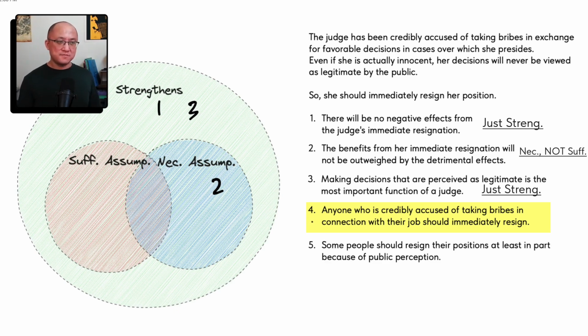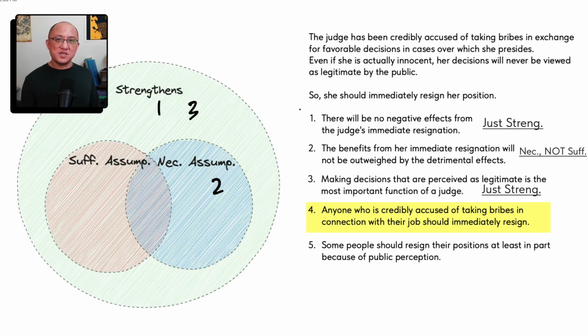Was this argument saying that anyone who's credibly accused of taking bribes in connection with their job should immediately resign? And the answer is no, because here the author was not actually focused on only the fact that she was credibly accused of taking bribes. What the author provided you as another reason for resigning was that her decisions will never be viewed as legitimate by the public. So what this author is assuming is that if your accusation of bribe taking is something that makes your decisions not viewed as legitimate by the public, then you should immediately resign.